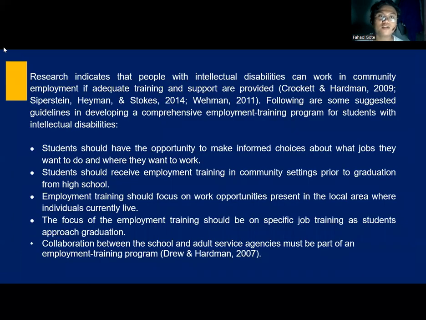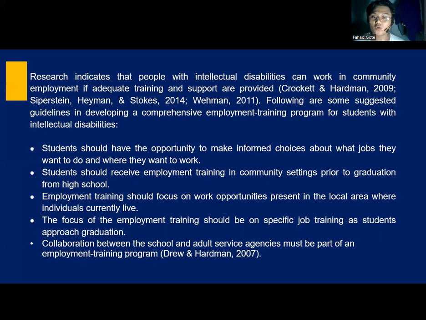So now let's move to the research, which indicates that people with intellectual disability can work in community employment if adequate training and support are provided. So, following are some suggested guidelines in developing a comprehensive employment training program for students with intellectual disabilities. Students should have the opportunity to make informed choices about what job they want to do and where they want to work. Students should receive employment training in community settings prior to graduation from high school.